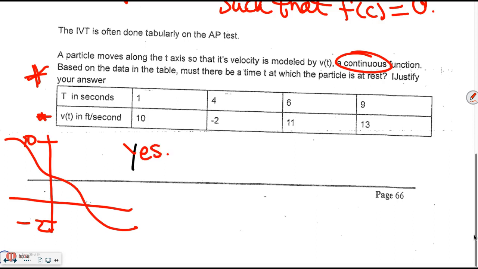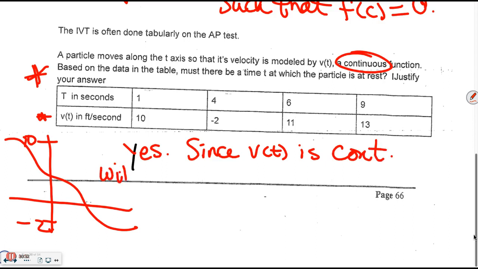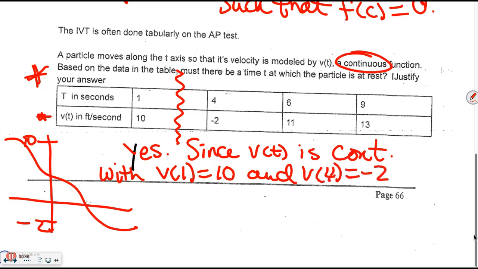Now, what are the two things you have to say? Since velocity, speed, is the absolute value of velocity, but since v of t is what? Continuous. Now I'm just going to write that. With, now let's just go verify that somewhere in here it has to equal 0. We've got v of 1 equaling 10, and v of 4 equaling -2. Zeros between the two.